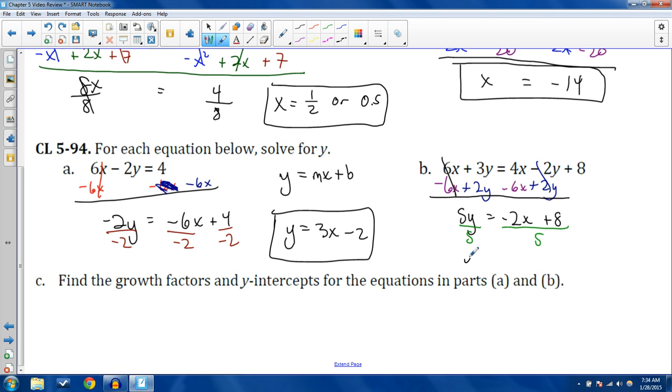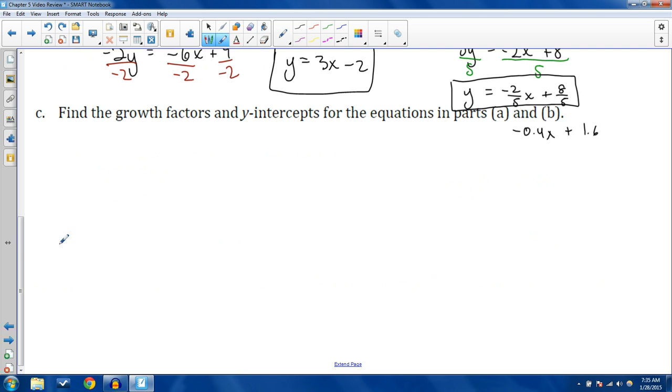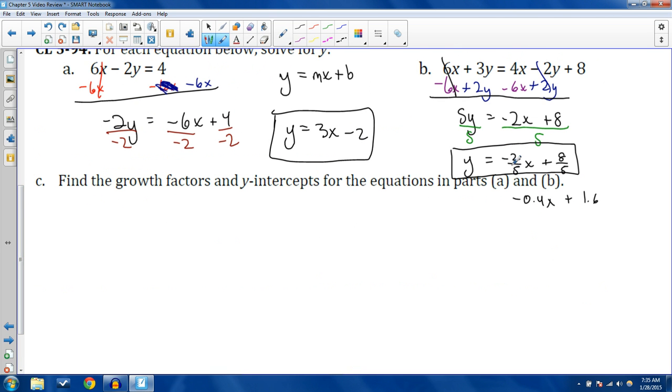5 over 5 is 1, so we'll get y equals negative 2 over 5x plus 8 over 5. I want to leave that as a fraction. There are decimal equivalents. That would be negative 0.4x plus 1.6. You can use that, but I'm not too concerned one way or the other. Now these are written as rules. Notice how there's a number in front of x. That's your slope, and this is your growth, your y-intercept, your starting value.